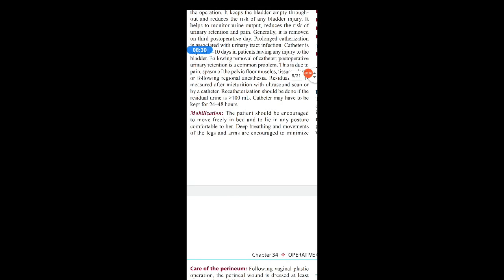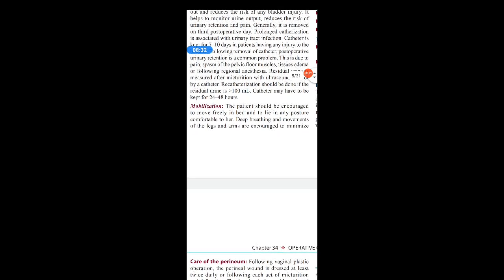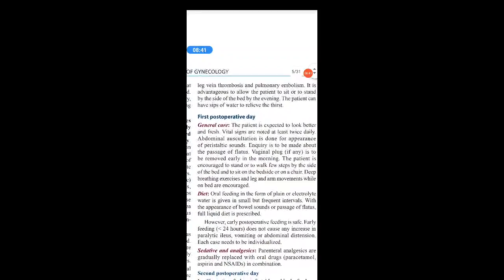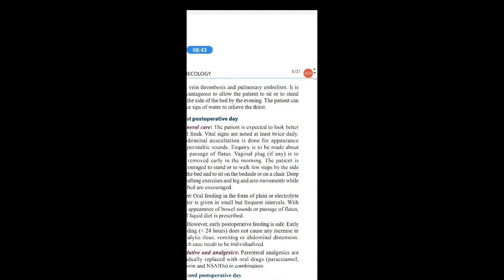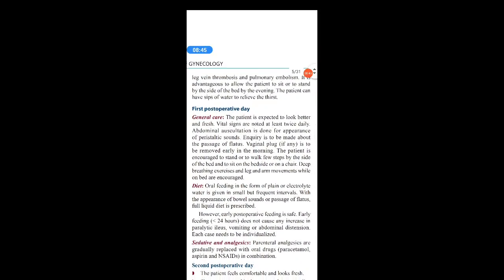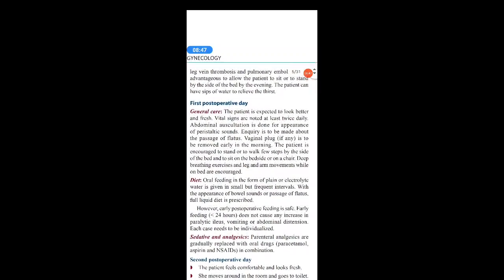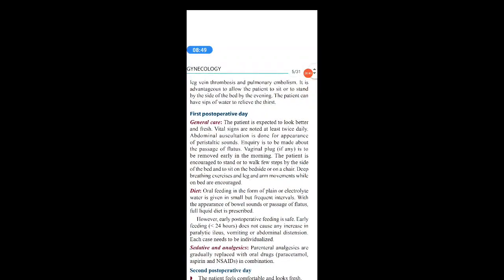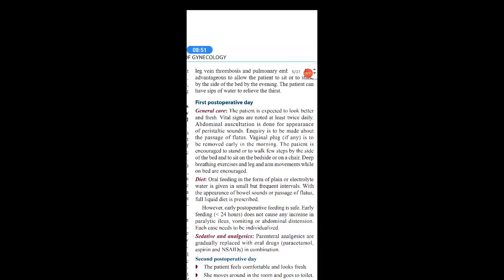Then about mobilization, the patient should be encouraged to move freely in the bed and to lie in any posture comfortable to her. Deep breathing and movements of the legs and arms are encouraged to minimize the risk of DVT, thrombosis, etc. It is advantageous to allow the patient to sit or to stand by the side of the bed by the evening. The patient can have sips of water to relieve the thirst.